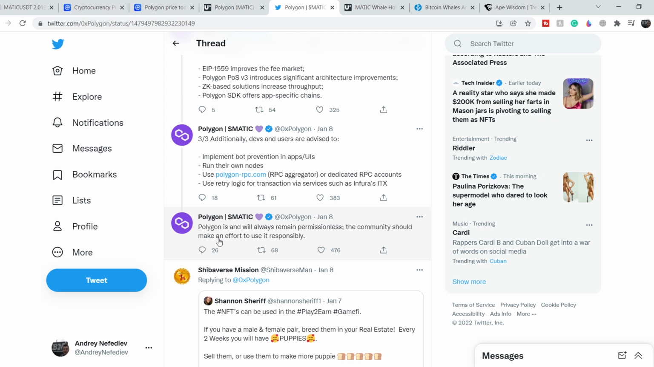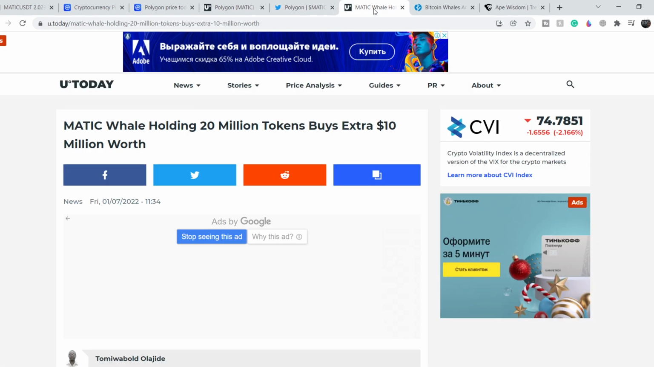So, I think it is a temporary issue for Polygon and for its network, but still it is quite huge bearish pressure that is pushing the price of Matic coin down for now. So, let's continue with the positive news.